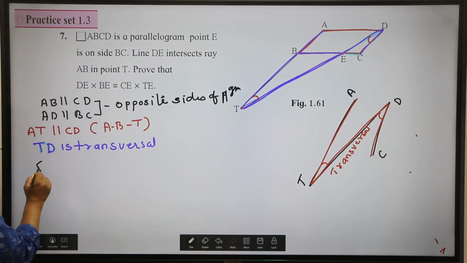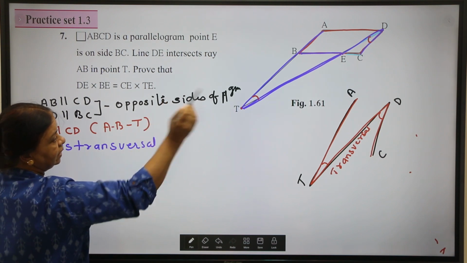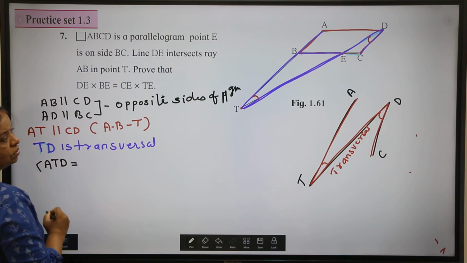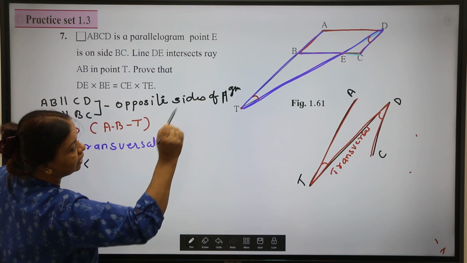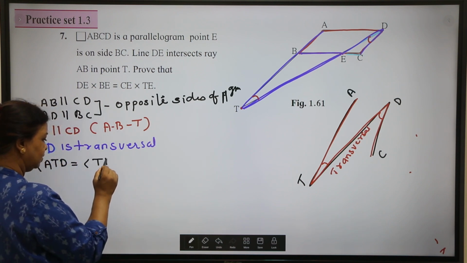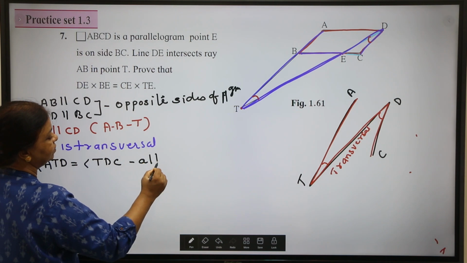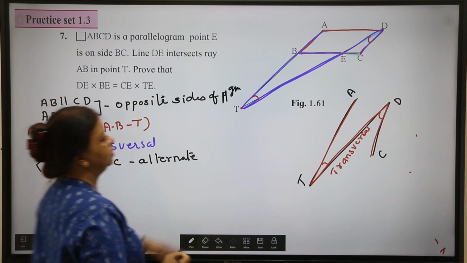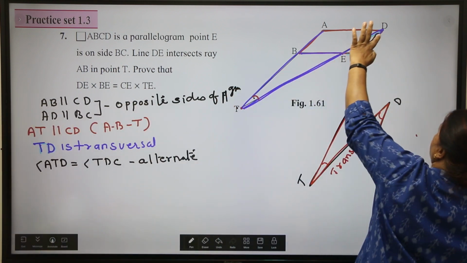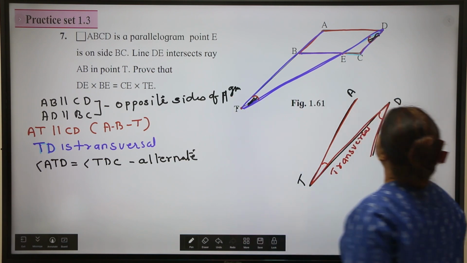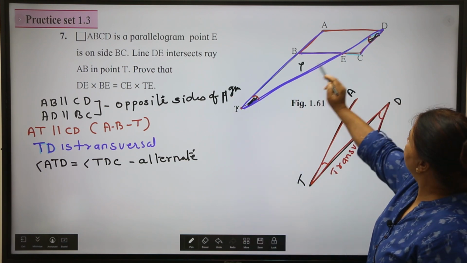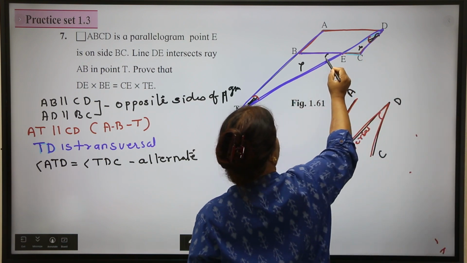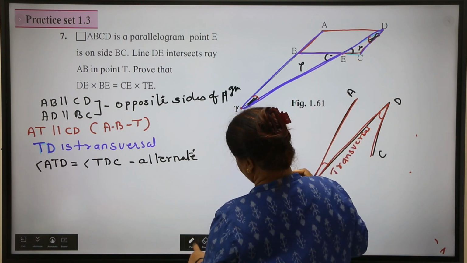So angle ATD is equal to angle TDC, alternate angle. Okay. So this angle is equal to this angle. Fine. In these two triangles, we got this one pair of angles equal. One more pair we can get. Now say this: vertically opposite angle.